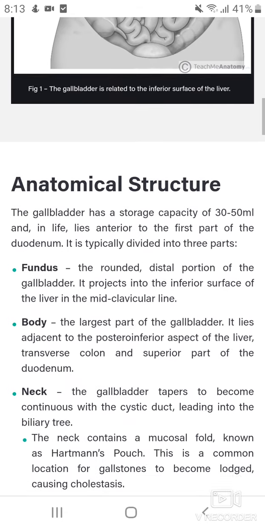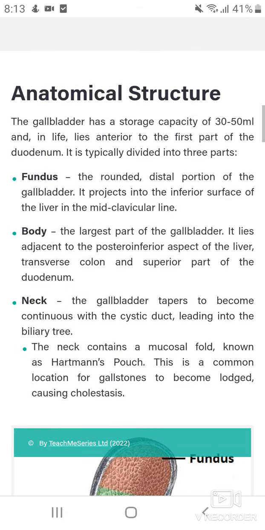Anatomical structure. Next, we are discussing the anatomical structure of the gallbladder. The gallbladder has a storage capacity of 30 to 50 ml and in life lies anteriorly to the first part of the duodenum. It is typically divided into three parts. First of all, fundus, then body, then neck. What is the fundus? The fundus is the rounded distal portion of the gallbladder. It projects into the inferior surface of the liver in the mid clavicular line.